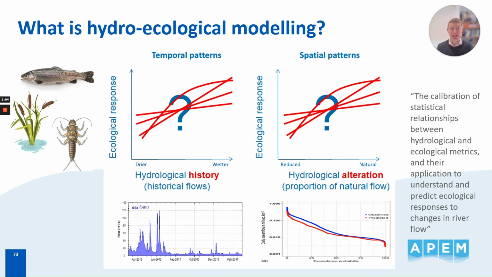Alternatively, as shown on the right, we can directly assess the effect of flow alteration by comparing sites which have more or less natural flow regimes. Here the focus is on comparing our metric scores across different sites, so this is more of a spatial comparison. Of course, it is possible to have a combination of those approaches where we seek to model both temporal patterns and spatial patterns in our data.